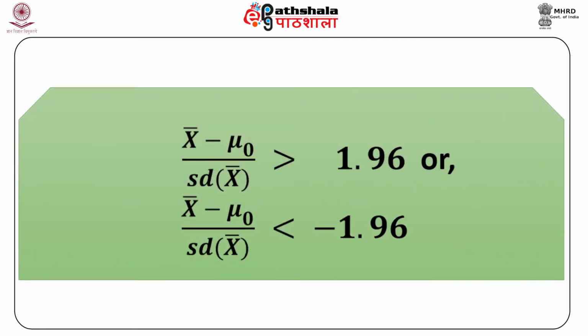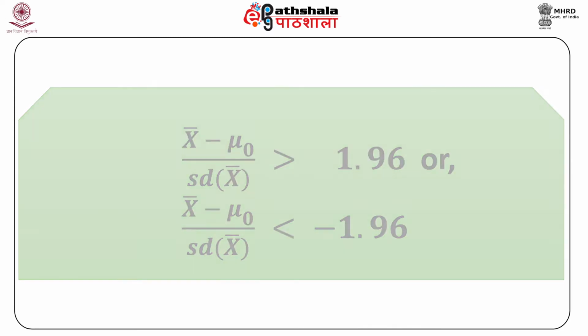hypothesis. We can make a simple rearrangement of this expression, and it would lead us to x bar minus mu 0 upon a standard deviation of x bar greater than 1.96, or x bar minus mu 0 upon a standard deviation of x bar less than minus 1.96. Admittedly, we can term the left hand side as z statistics. Therefore, we reject the null hypothesis when modulus z is greater than 1.96.